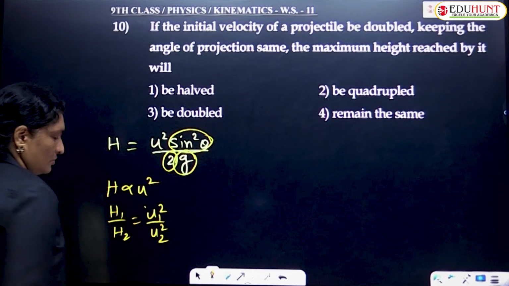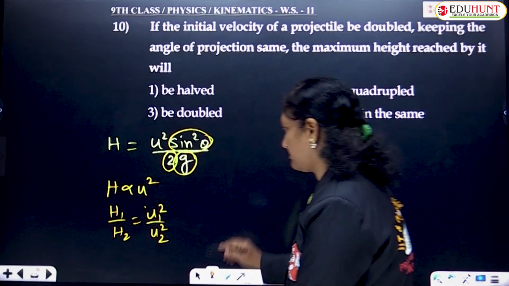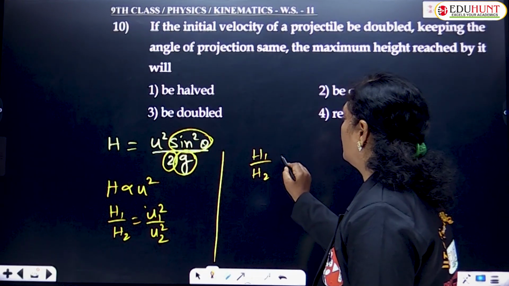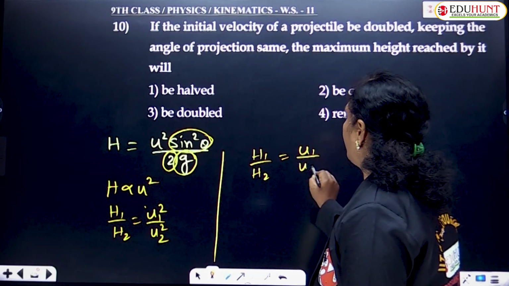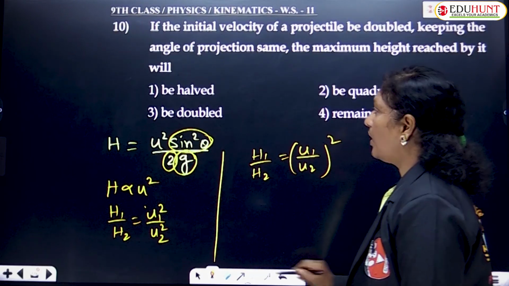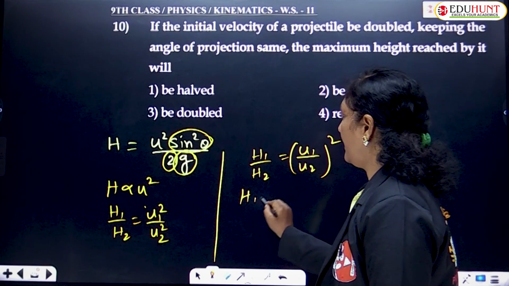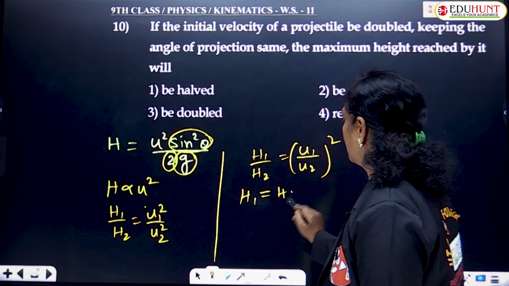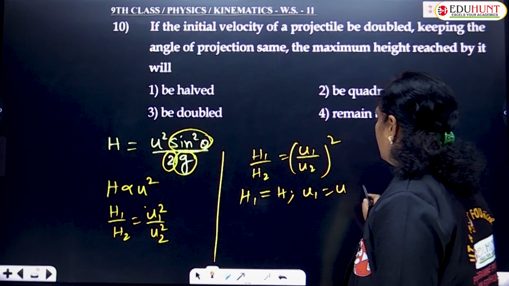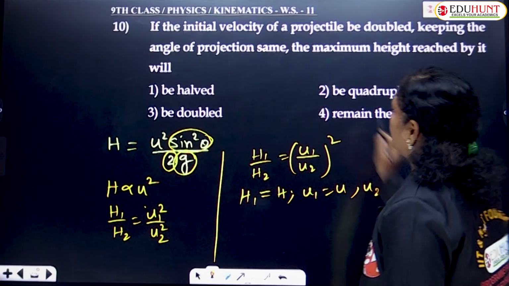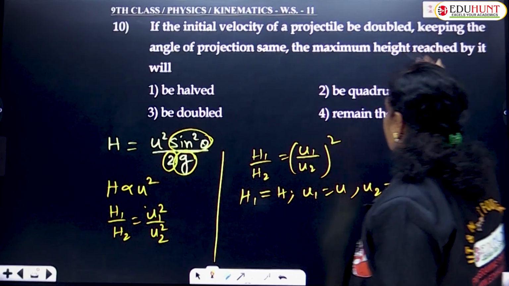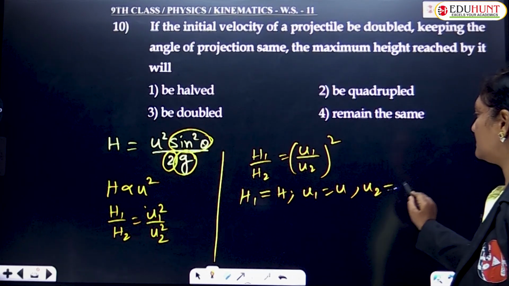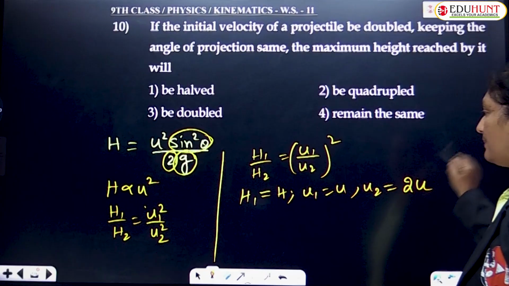u1 square by u2 square, or u1 by u2 whole square. So h1 by h2 is equal to u1 by u2 whole square. Clear? What they have given is, let us suppose h1 as h, u1 as u, and u2. Initial velocity of projectile is doubled. So in the second case, the initial velocity u now becomes 2u, doubled.